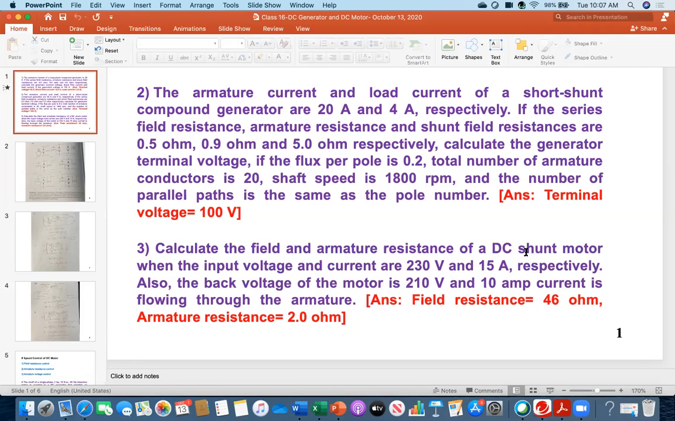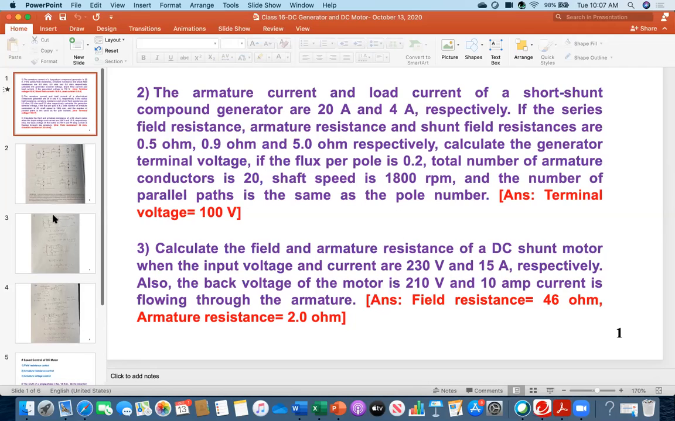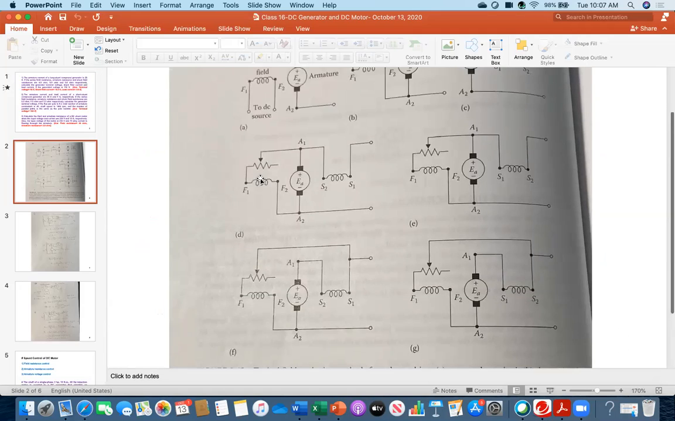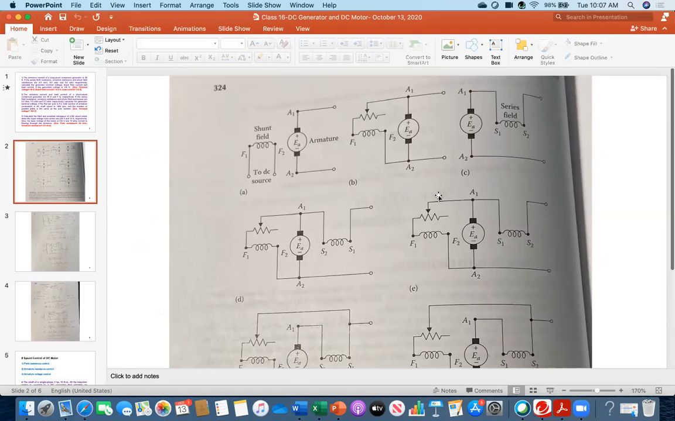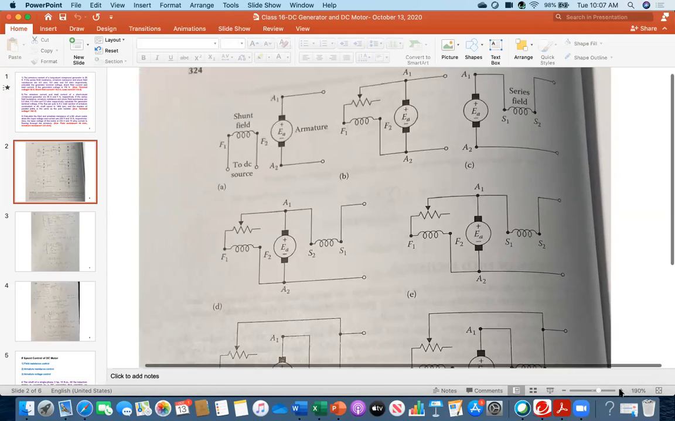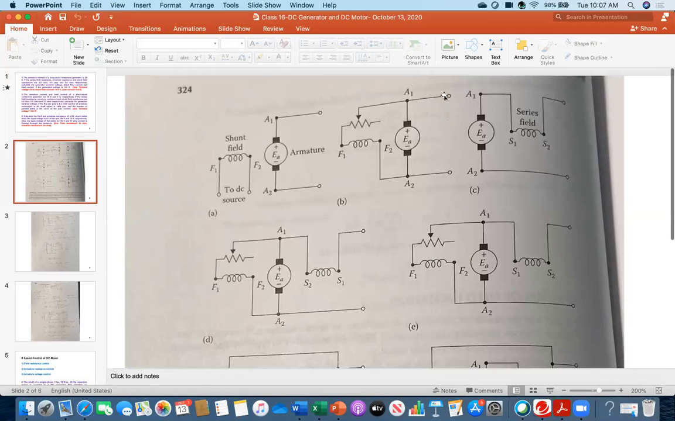So first of all, what is the diagram of a DC shunt motor? Everybody first draw a diagram for the DC shunt motor. If I go to this one, you see the B, right? Everybody see the topmost B, the middle picture. Everybody draw the middle picture. That is your DC shunt motor, I mean DC shunt generator or motor.